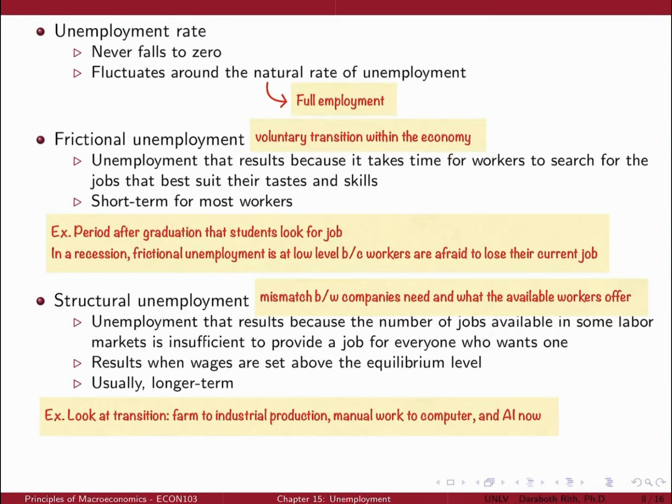There is always unemployment even when the economy is doing well. The unemployment rate is never zero. It fluctuates around the natural rate of unemployment, also known as full employment. The reason for this is due to frictional unemployment, which is the unemployment that results because it takes time for workers to search for the jobs that best suit their tastes and skills. It is a voluntary transition within the economy.